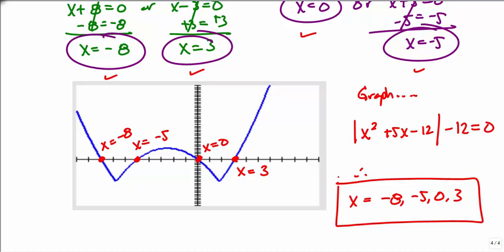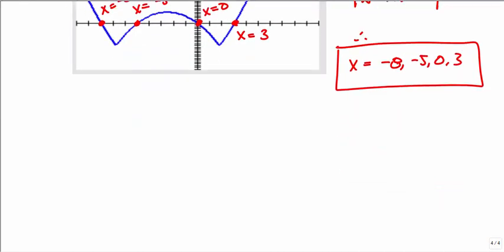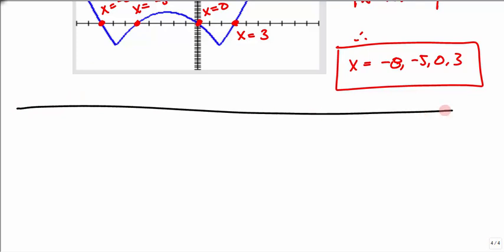So these are the different types of absolute value equations that you'll be solving. We'll also be working with absolute value inequalities. So let's go ahead and talk about inequalities next.